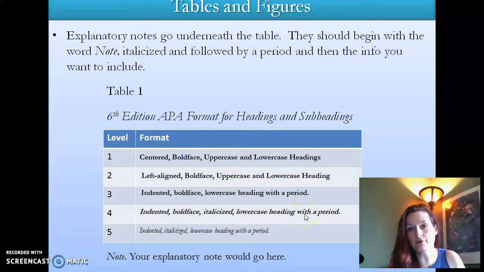Explanatory notes go underneath the table, and they should begin with the word note, which is in italics, followed by a period, and then it follows with the information that you want to include to describe the table if it's necessary to do so. So there's an example of what that would look like here if you need more explanatory information.